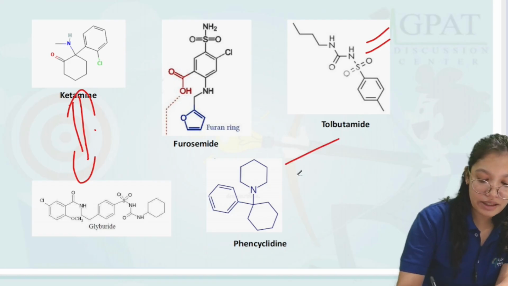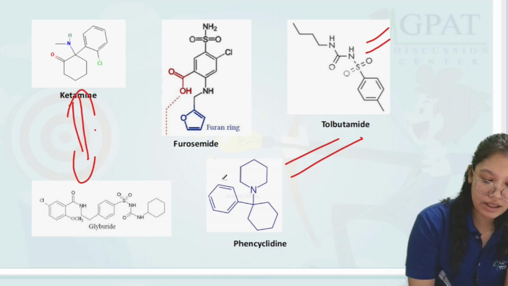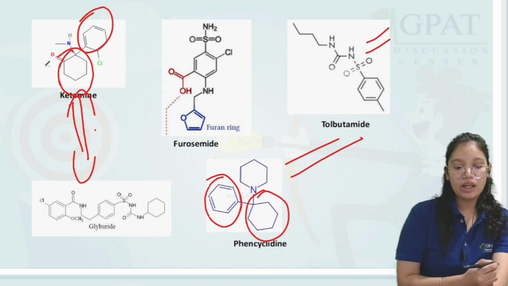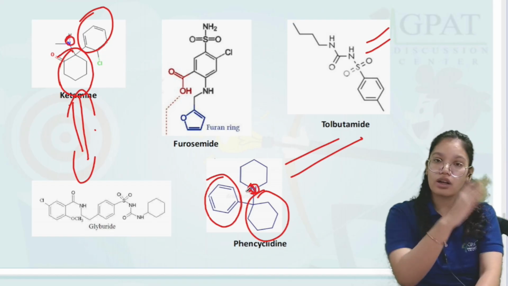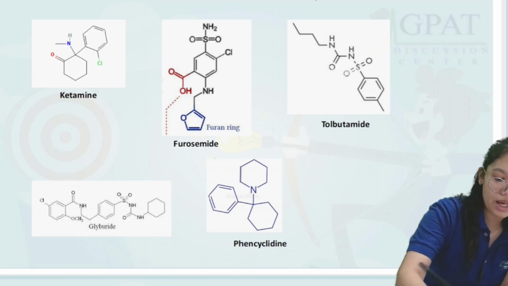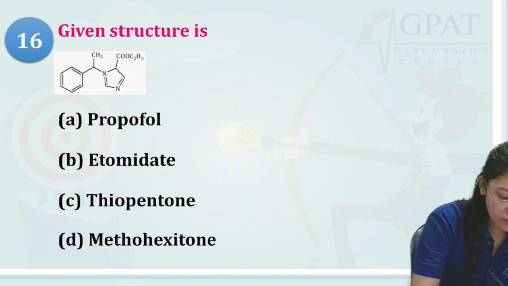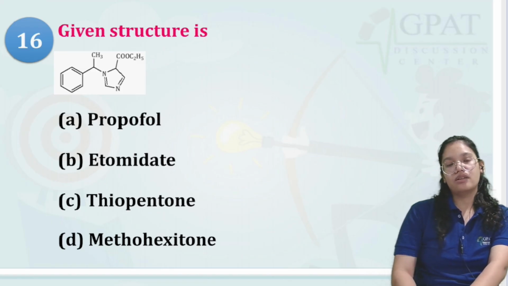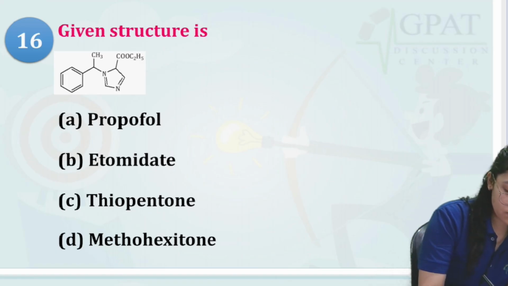Then phencyclidine, here, yes, it does contain some structural similarity. Like here we have a ring, same. Here we have a ring, same. So basically somewhat similar, and here there is nitrogen, there is nitrogen, but the nitrogen is in a ring form in this. So phencyclidine, yes, has some structural similarity with what? Ketamine. So the structural analog of ketamine is phencyclidine. Next we have: the given structure is. Now I guess we just discussed this structure, so you must have guessed the answer.